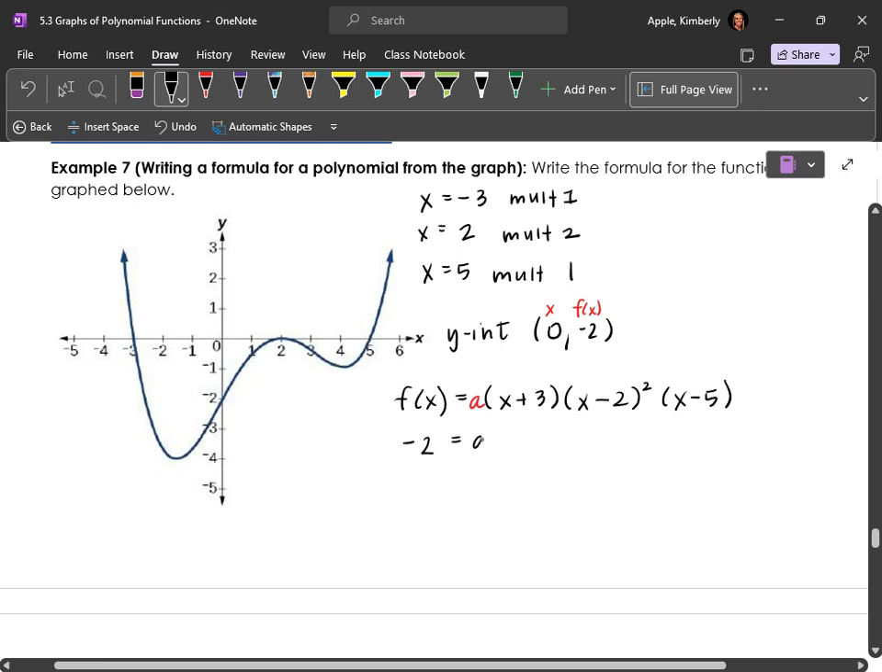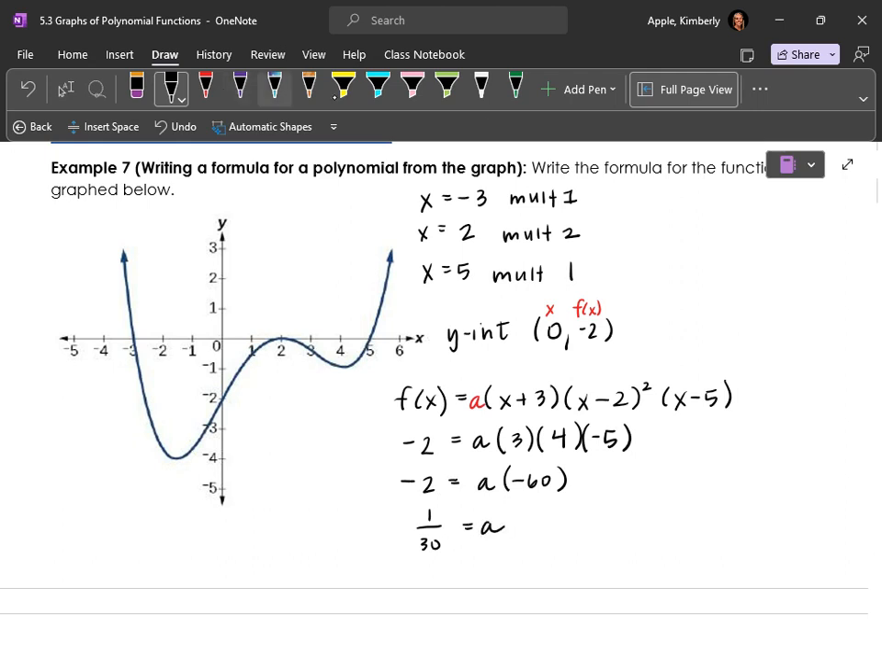This would be 2, this would be a times 3. Negative 2 squared is 4, and then times negative 5. And so this would be negative 2. 3 times 4 times negative 5 is going to be negative 60. And dividing that out, you'll get 1 over 30 for your a value, and then you just go back and plug that in here.